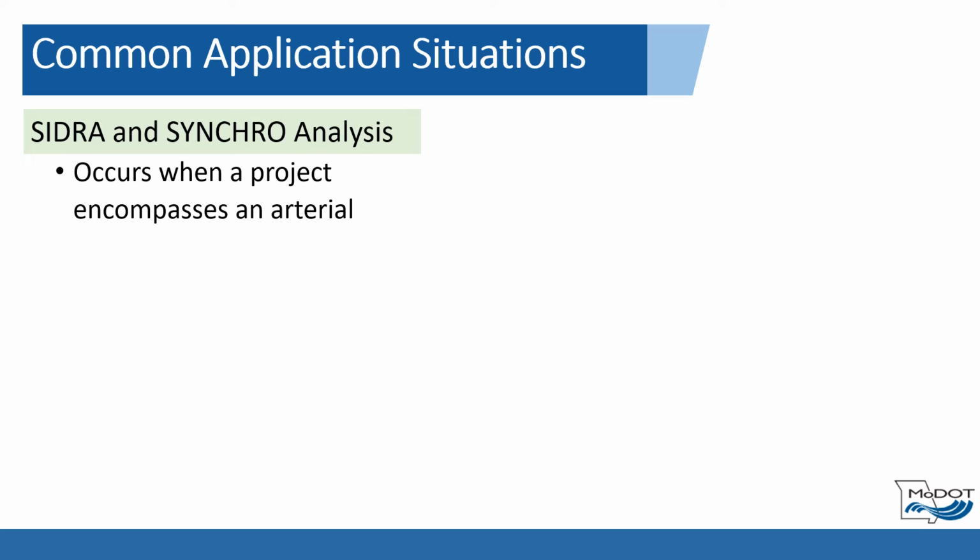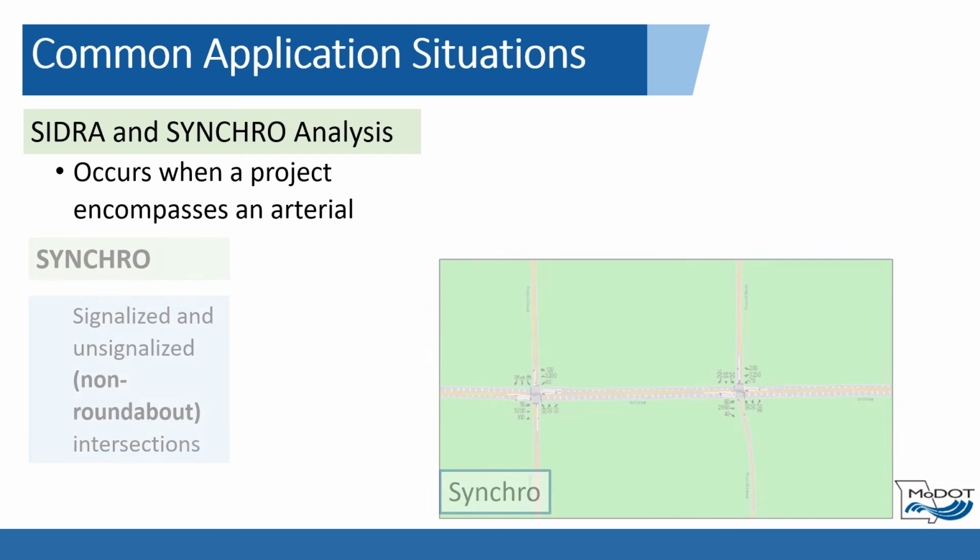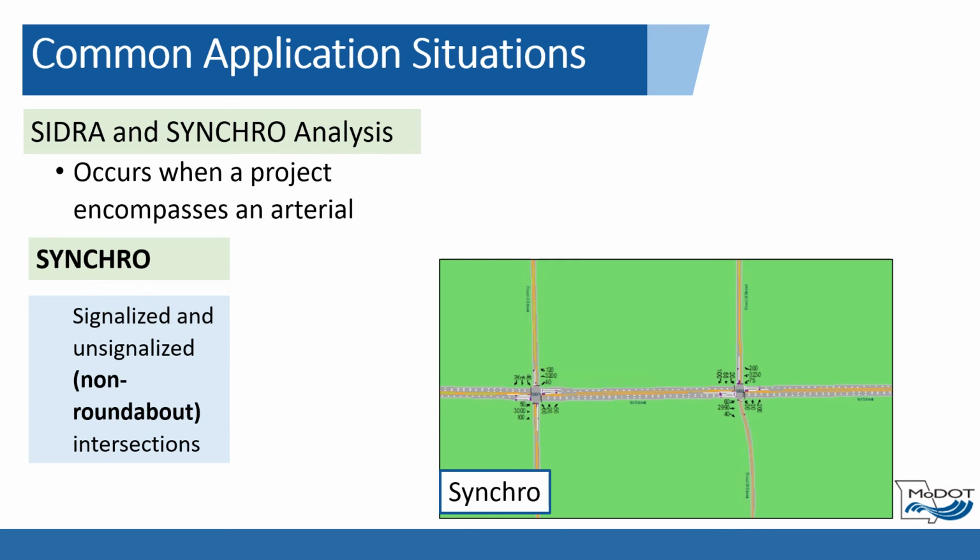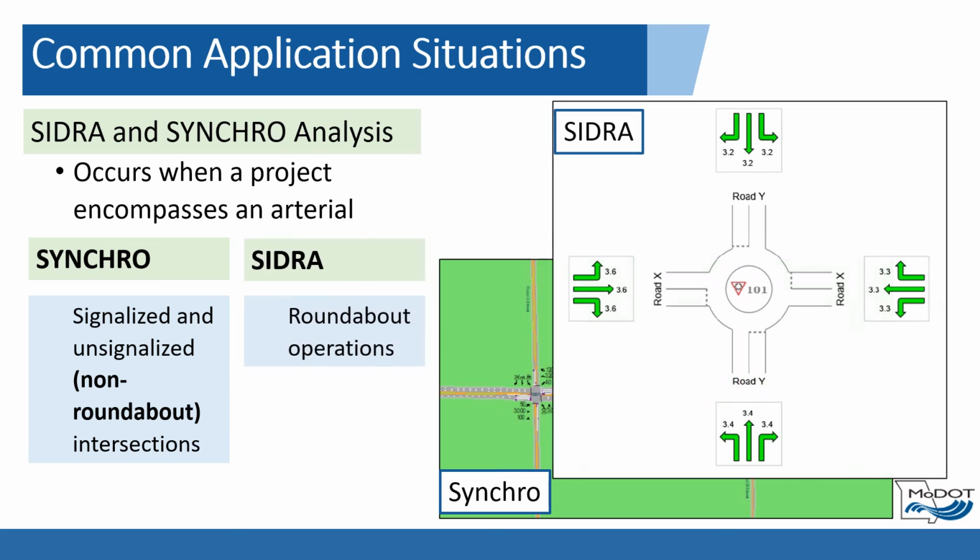This could occur when a project encompasses an arterial that includes a roundabout and one or more signalized or unsignalized non-roundabout intersections. In this scenario, SIDRA and Synchro may be adequate and micro-simulation may not be needed. Synchro would be used to analyze the signalized and unsignalized non-roundabout intersections of the arterial. SIDRA would be used to analyze the operations of the roundabout.